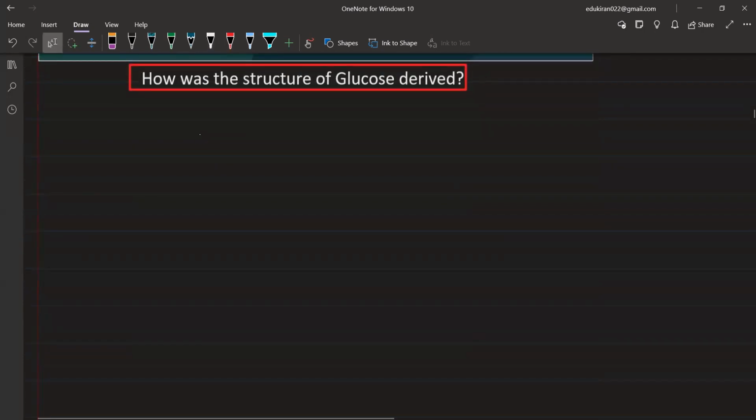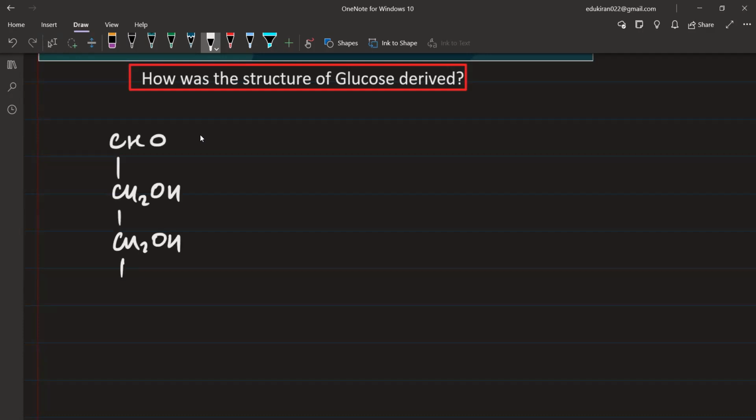Now, see next, how the structure of glucose was derived. This is an important portion. Here you have a lot of reactions of glucose. The glucose has a simple structure of CHO, that is an aldehyde here, followed by CHOH. It will not be CH2H, it will be CHOH, my bad. One, two, three, four CHOH, and the fifth one will be CH2OH.